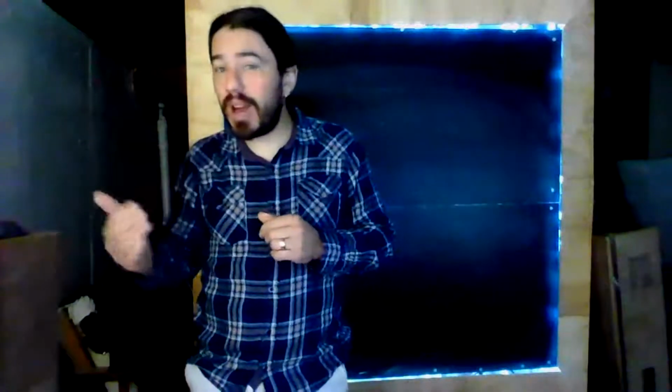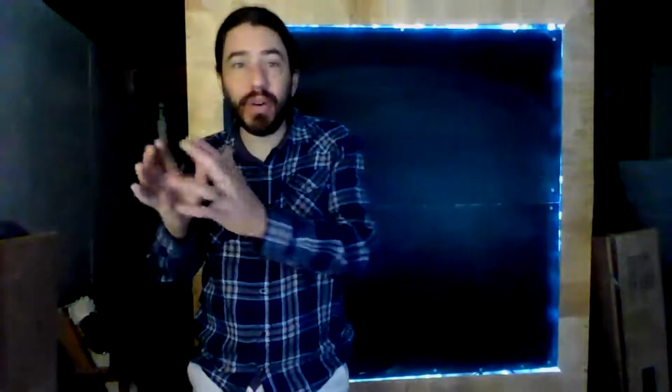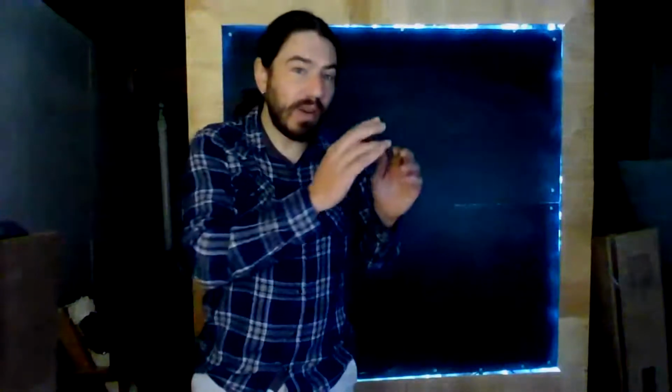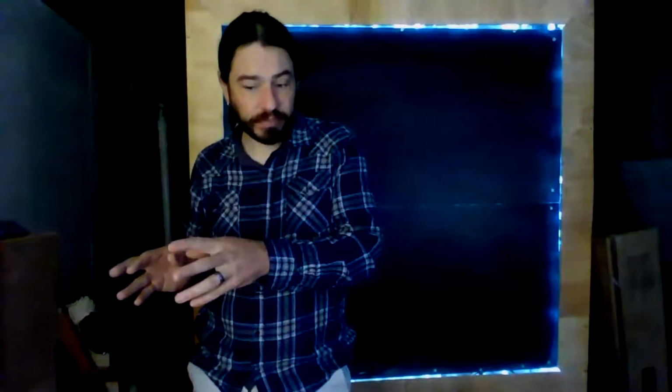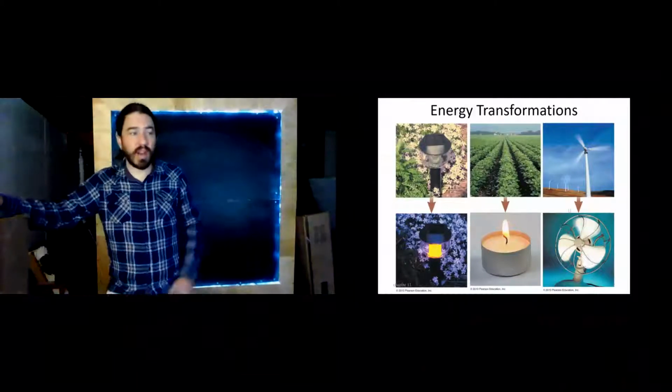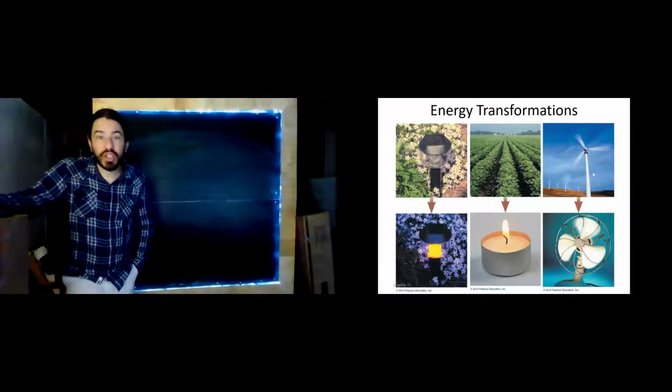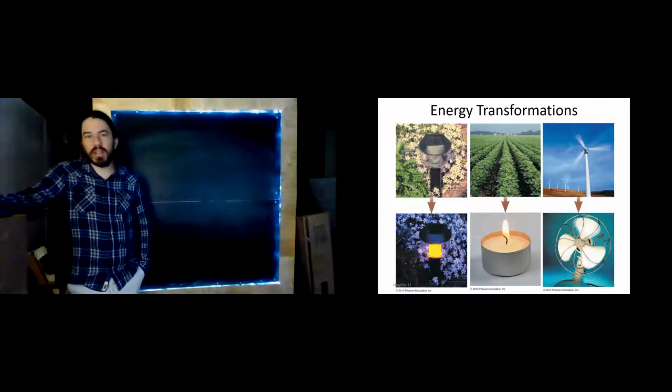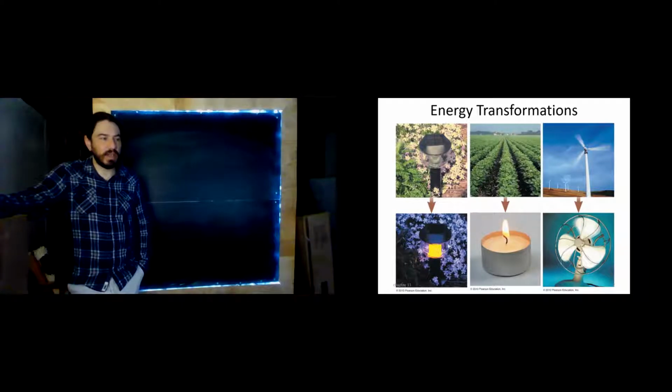So again, in any process, in a closed system, the total amount of energy we start with is equal to the total amount of energy we end up with. However, we may not end up with as much useful energy as we started with. So let's look at some processes to see how that works. Here we see some energy transformations. Let's describe what's happening in each of these three situations here.